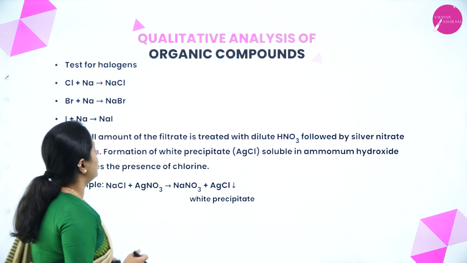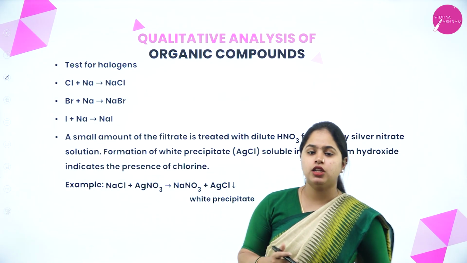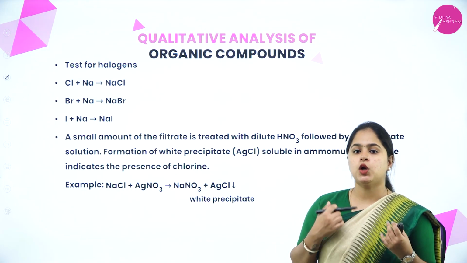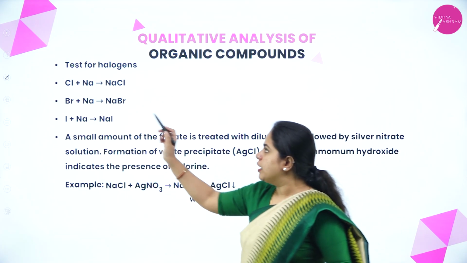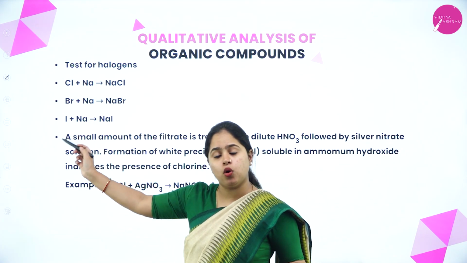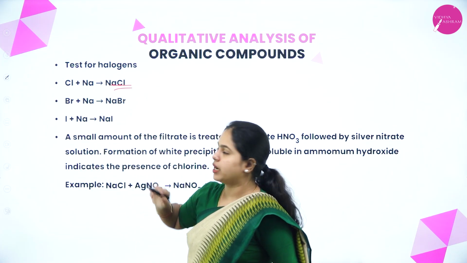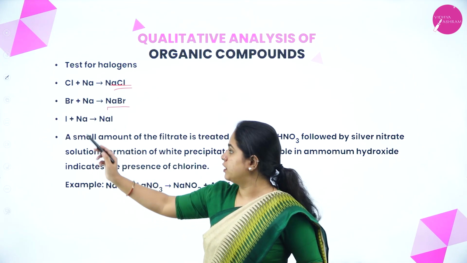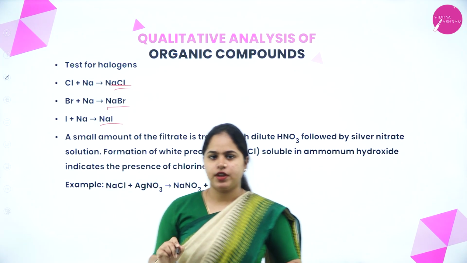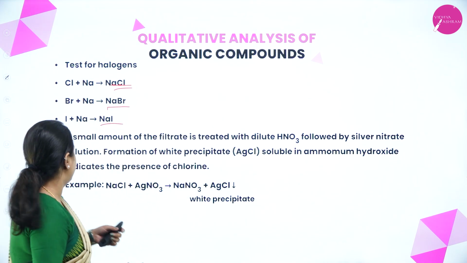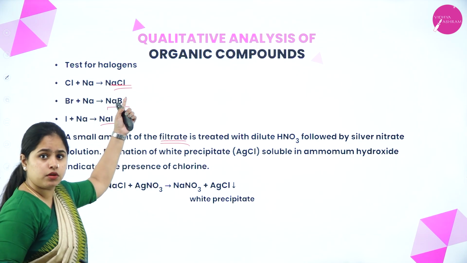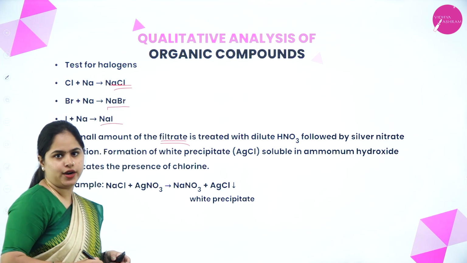Now moving on to the next one, that is the test for halogens. Halogens, we will be testing chlorine, bromine and iodine. In the sodium fusion extract, if chlorine is present, your sodium fusion extract will be containing sodium chloride. If it is bromine, NaBr. If it is iodine, NaI. Right. So how do we detect it? Let's see. A small amount of the filtrate. So now the filtrate can contain sodium chloride, sodium bromide or sodium iodide, right?